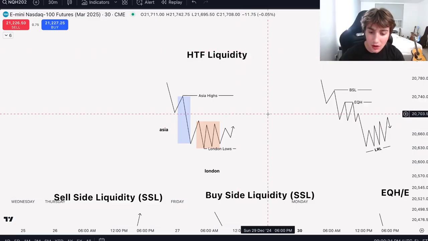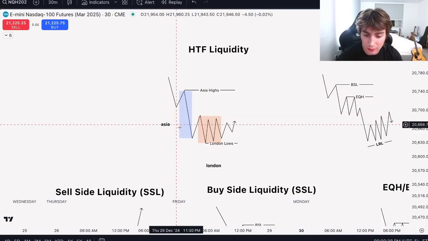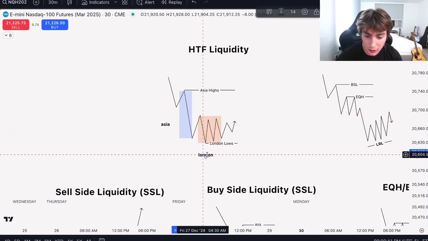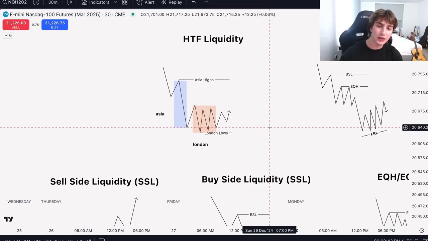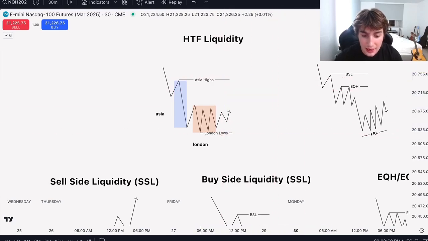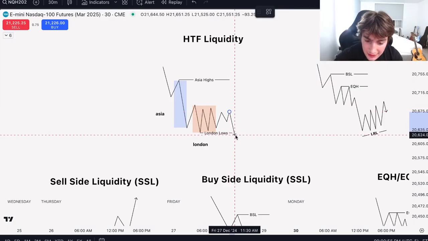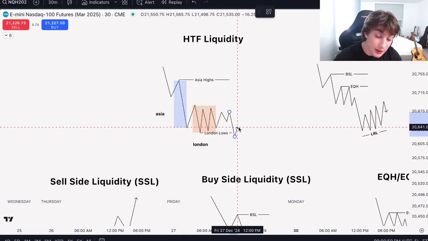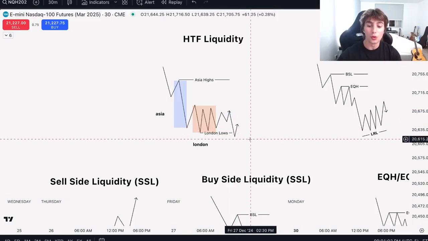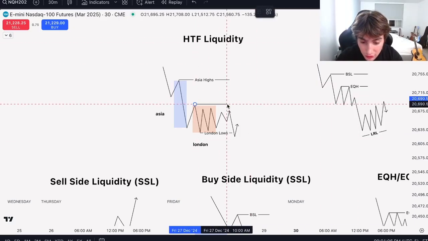Right here you can see I've marked out Asia highs. I have the Asia session in blue and the London session in orange. Let's say price looks like this, going into the morning. We're about to go into New York session, New York session opens, and you see it come down and sweep London lows. After sweeping London lows, we start getting a reaction.